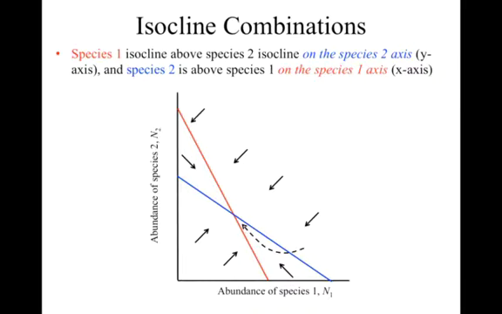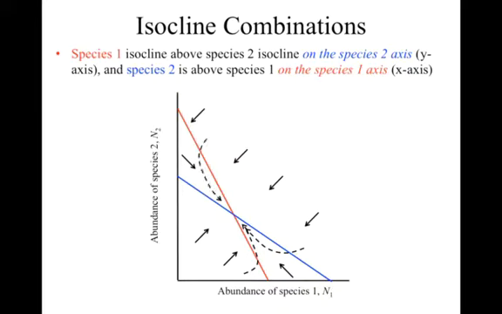So if I start above both the species 2 and the species 1 isocline, I'm going to move in towards the two isoclines, and I'm going to cross one or the other. In this case, if I start pretty low down there, I'm going to cross the species 2 isocline, and from there I'm going to move up towards that middle point. If I start below both the species 1 and species 2 isoclines, I'm going to move up until I cross one of the two isoclines. In this case, I've started pretty low on the species 2 axis, and so I'm going to cross that species 1 isocline, and then I'm going to start moving up towards that middle point.